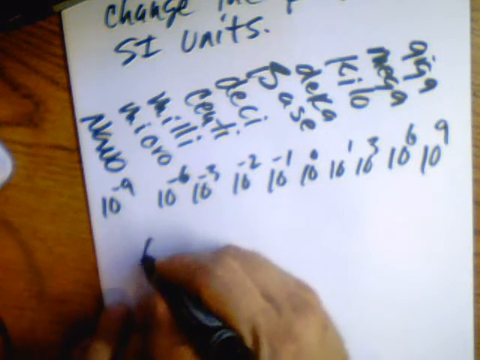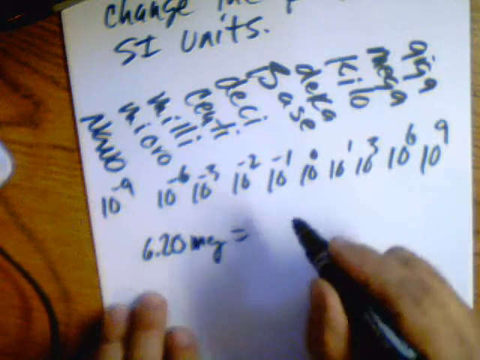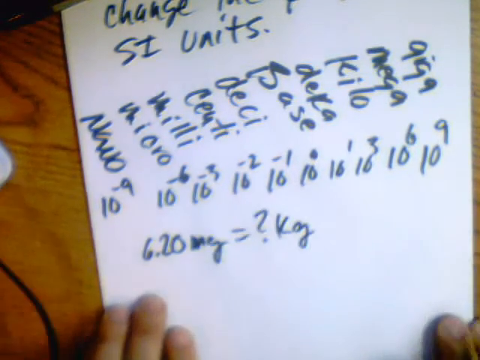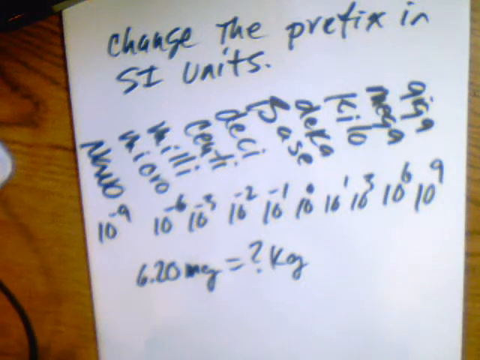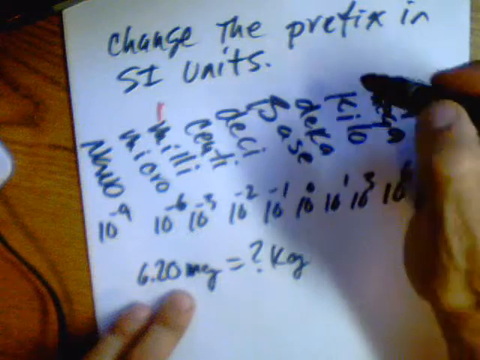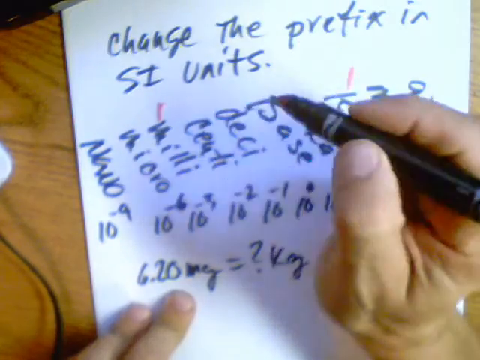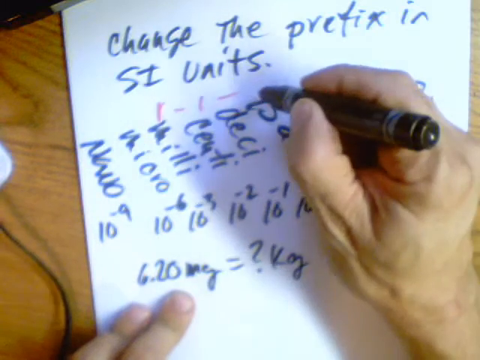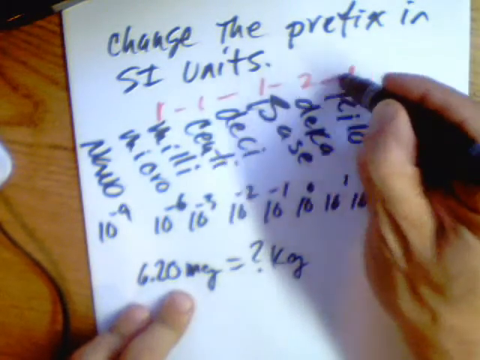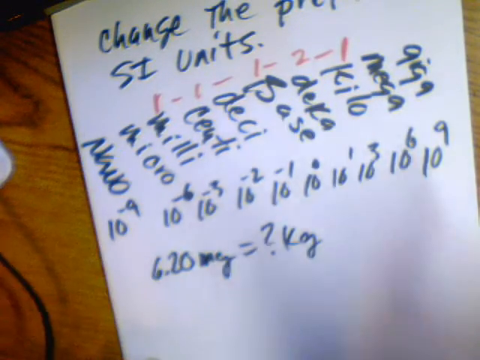If we have 6.20 milligrams, that's equal to how many kilograms? Well, in this situation, we're moving from milli, and we're going all the way to kilo. So we have to do this in 2 steps. First, we're going to have to go to base units, and then we're going to have to go to kilo. You won't be able to just use one conversion factor.